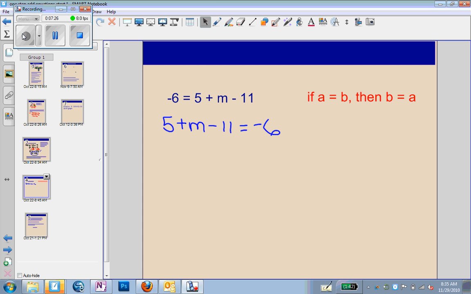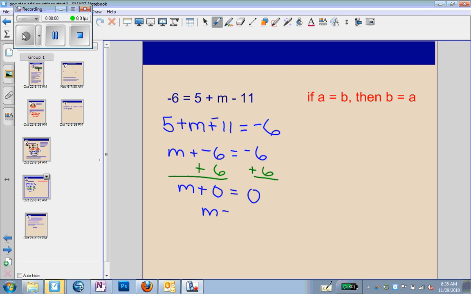So first thing I'm going to do is change my subtraction to addition. So this becomes plus a negative 11. So I end up with m plus negative 11 plus 5 equals negative 6. Now, I'm going to add a positive 6. Basically, adding the opposite to get 0. I'm using my opposite property or additive inverse property, which we learned about in our last unit. I'm adding positive 6 to both sides. So that gives me m plus 0 equals 0, or m equals 0.